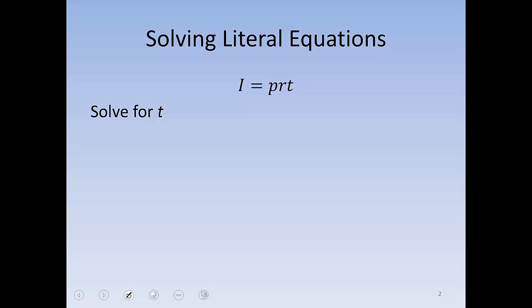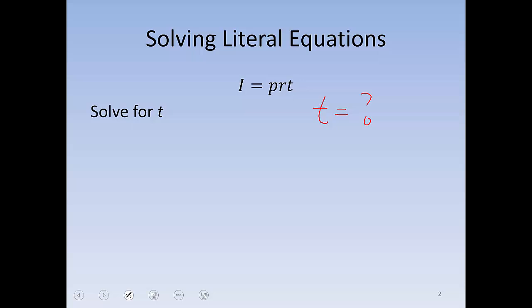All right, so if I want to solve for the variable t, we're going to have to get rid of everything around t and leave t alone. Because right now I have I equals, and what I want is t equals. We want t equals, and we have to figure that out. That's what solve for t means.